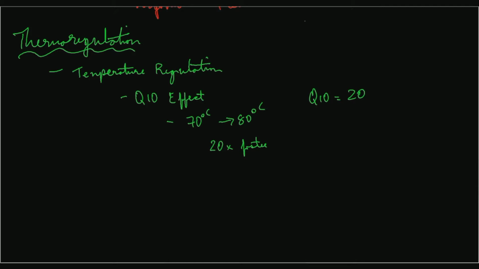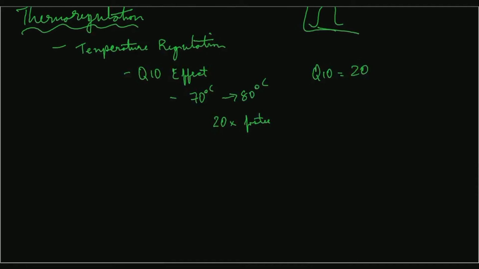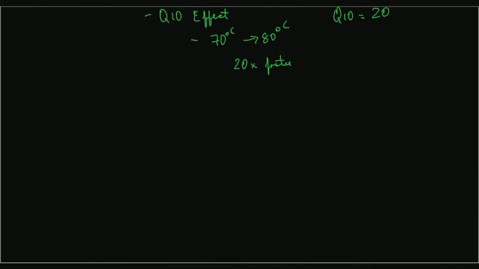Until, obviously, the graph will look like this with enzyme production. It'll go up and then it'll fall down. After some point, it'll just get denatured because the bonds are going to break off and things like that, and the shape will change.